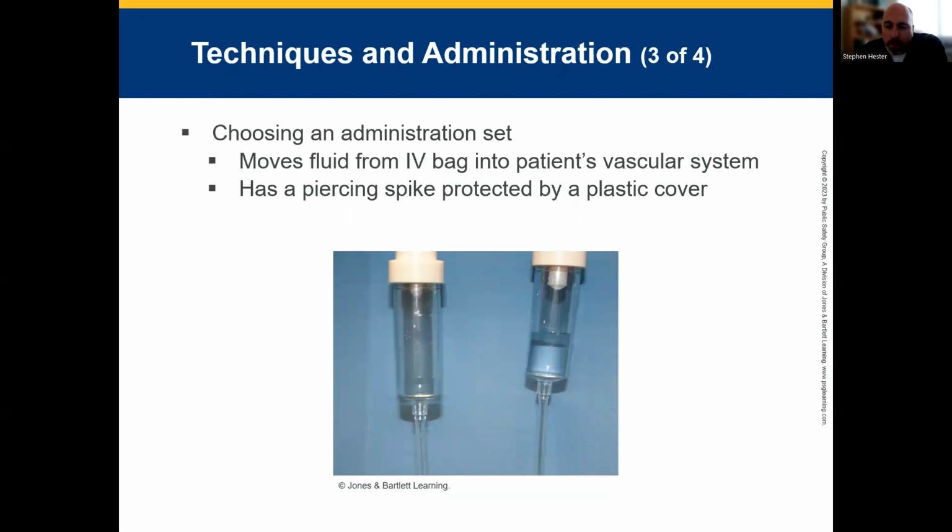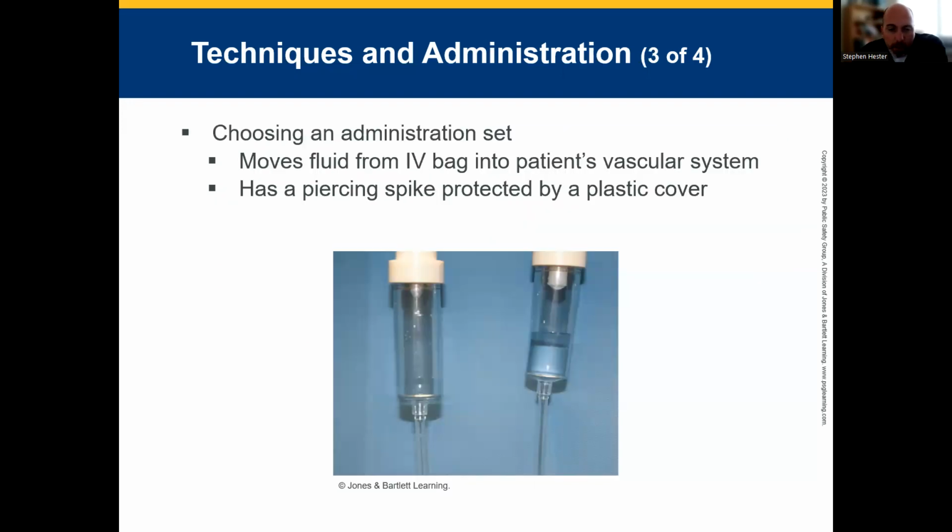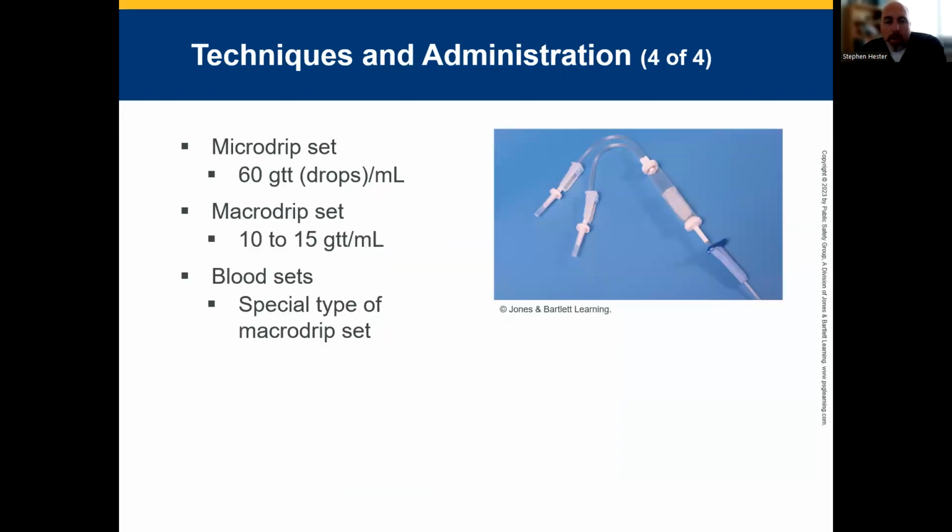All right, most fluids in an IV bag go into the patient's vascular system. It has a piercing spike protected by a plastic cover. So there are different sizes for different situations and patients. Usually there's a visible number on the package that indicates the drops it takes for 1 milliliter of fluid to pass through the orifice into the drip chamber.